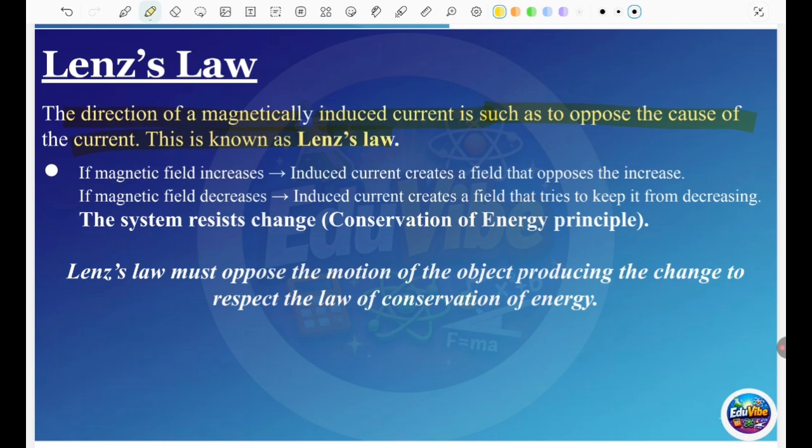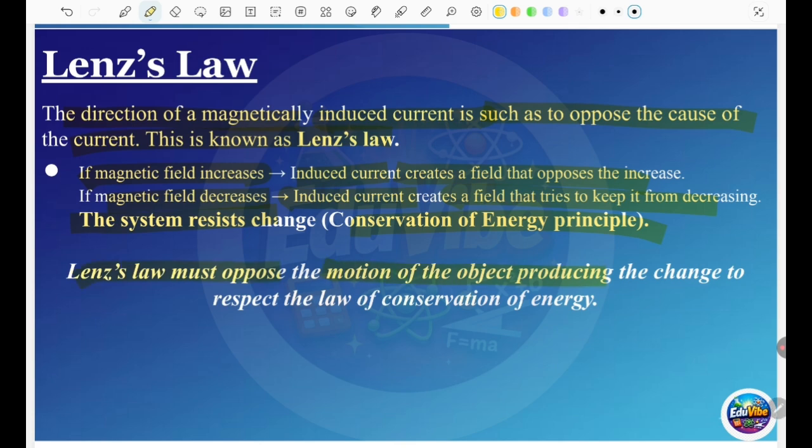So in a sufficient way, if the magnetic field increases, then the induced current creates a field that opposes that increase. If the magnetic field decreases, then the induced current creates a field that tries to keep it from decreasing. So increases oppose increases, decreases oppose decreases, depending on the magnetic field and the current induced in the wire. This follows the conservation of energy principle.